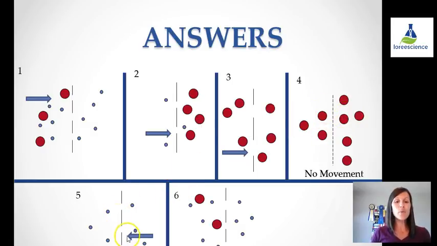In the case of number 5, the particles are going to move from the right-hand side to the left-hand side. There were more particles on the right than on the left, so they're going to move from a high to a low area of concentration. In terms of number 6, the blue particles are already balanced. They're already in equilibrium. They're the same number on the left and the right. Whereas the red are too large to move through, so they cannot reach equilibrium.